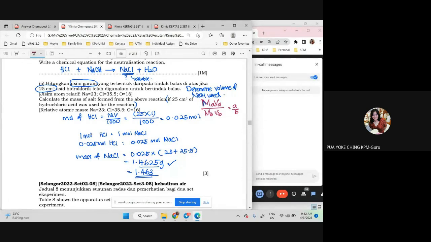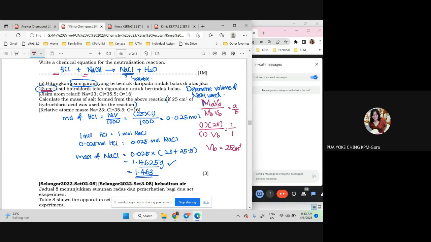So MA is the concentration of acid, so it's 1. VA is 25 because the volume of acid used is 25 cm³. Divided by MB, the concentration of alkali, which is also 1. VB is the one that you need to find. What are A and B? A and B are from your equation. A is the coefficient of the acid, the number in front of the acid in the chemical equation. If there is no number, it means 1. So B is also 1. So your VB is also equal to 25 cm³.